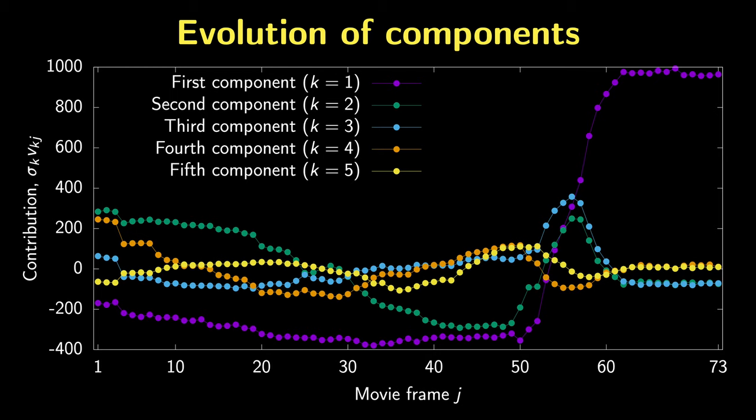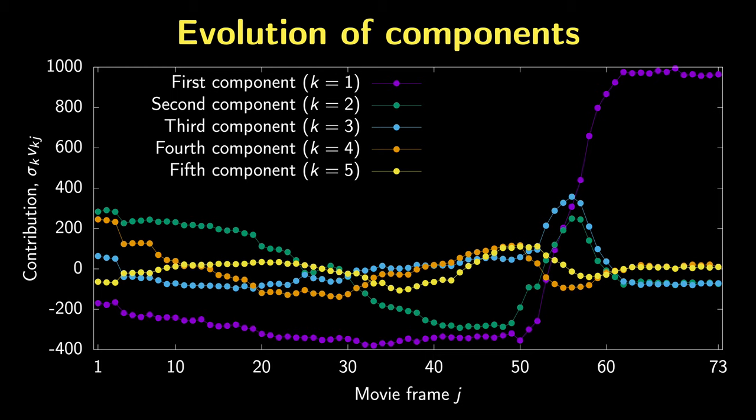We can also use principal component analysis to analyze the progression of the movie frames. On the horizontal axis here, I'm showing the frames j from 1 to 73, and I'm showing five curves corresponding to the first five principal components from k equals 1 to k equals 5. For each component, I'm plotting the contribution that that component makes to the corresponding movie frame. And I can calculate that contribution in terms of sigma_k multiplied by v_kj, where here v_kj is an element of the right singular matrix in the singular value decomposition.